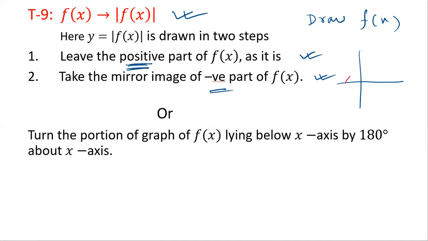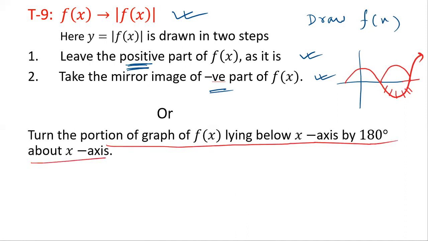Let me draw it properly. This is the graph of, I'm just taking one random example. Now what you have to do? You should delete this negative part and take the mirror image of this part and keep the positive part the same. See, turn the portion of the graph lying below the x-axis by 180 degrees about the x-axis. I will explain it. Just see it properly.